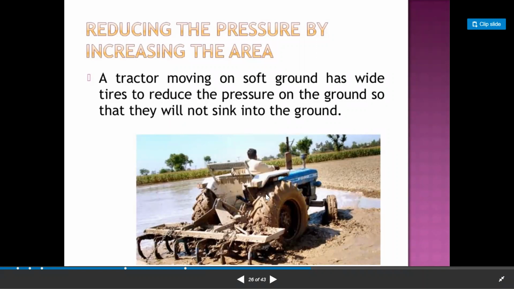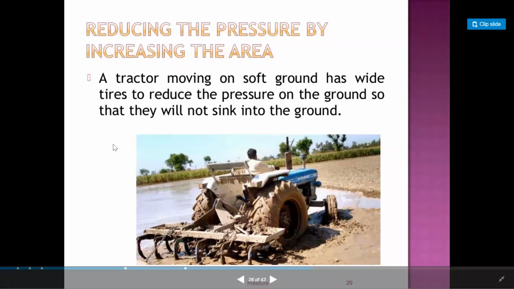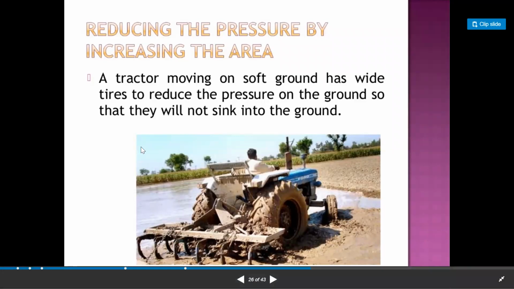That is the reason army tanks can move on any terrain, right? They can move on any terrain easily because the area of contact with the ground reduces the pressure. This lets tanks, tractors or any such vehicles move on any kind of ground because the area of contact is greater.